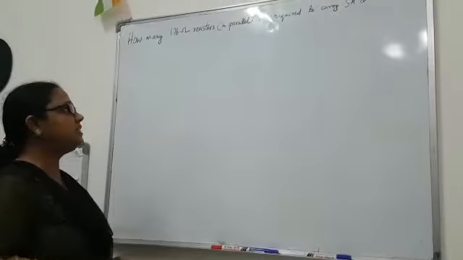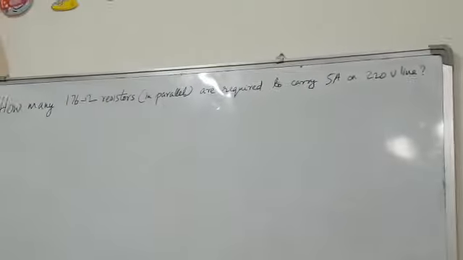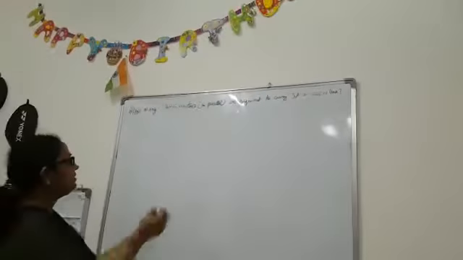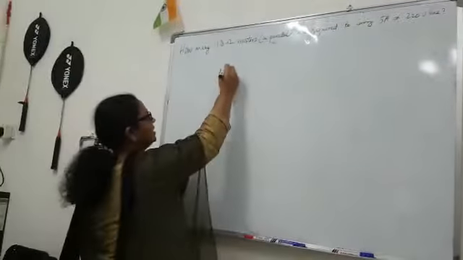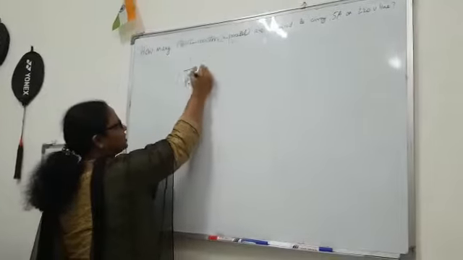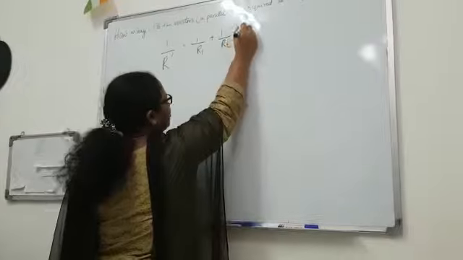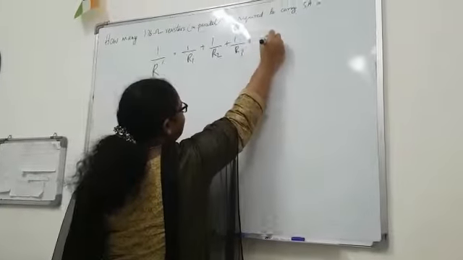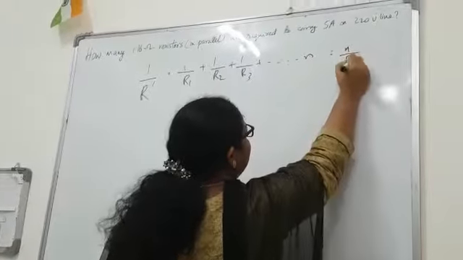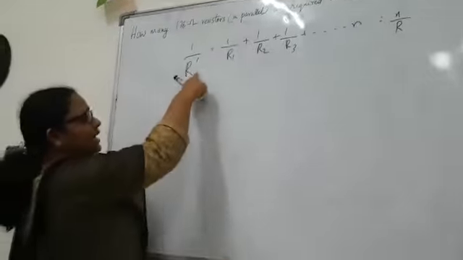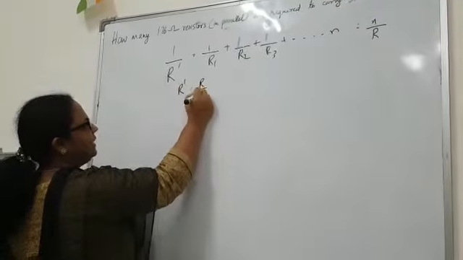176 ohm resistors in parallel are required to carry 5 ampere on a 220 volt line. So it is given that the resistors are in parallel. If there are n resistors, then we can write 1/R' = 1/R1 + 1/R2 + 1/R3 + etc. up to n resistors. So this can be written as n divided by R. So 1/R' = n/R, so R' will be equal to R/n.